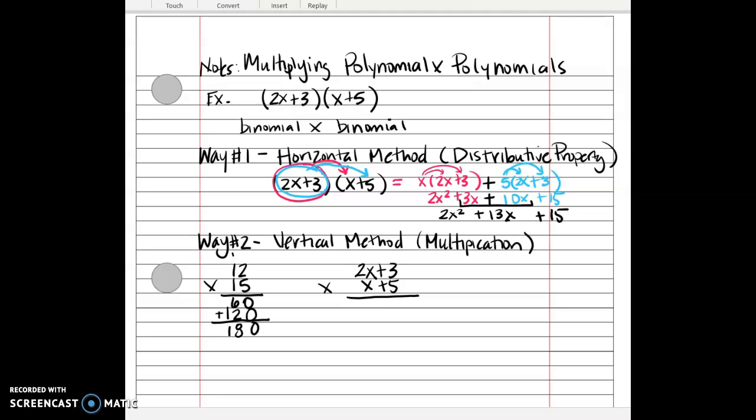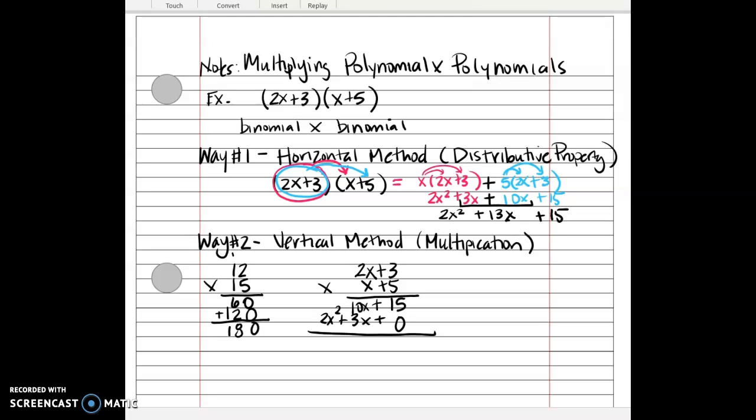So I'm going to take my 5 times the 3 is 15. So I'm just going to write the 15 down. That's where it's a little bit different. The 5 times the 2x gives me a 10x. And then I have put a 0 in for my placeholder. So I get x times the 3 gives me the 3x. And then the x times the 2x gives me the 2x squared.